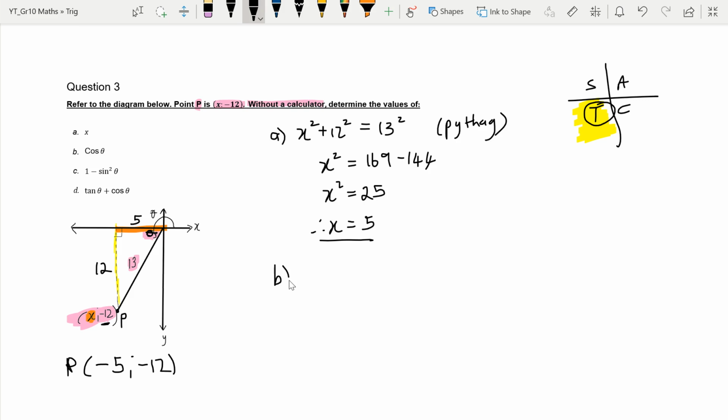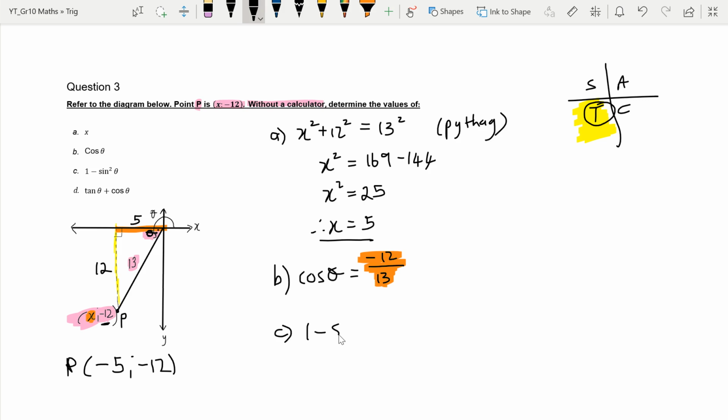Okay, for B, now we can go find the value of cos theta. Cos theta is equal to adjacent over hypotenuse. Note that the cos ratio is negative. Does it make sense considering the CAST diagram? Yes, it does. I hope it does.